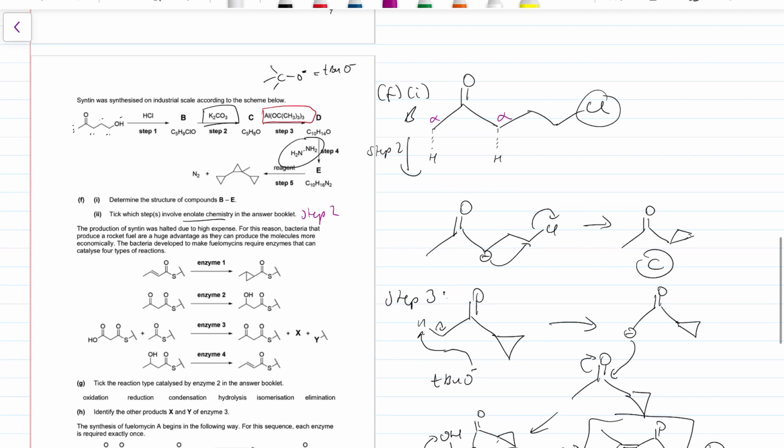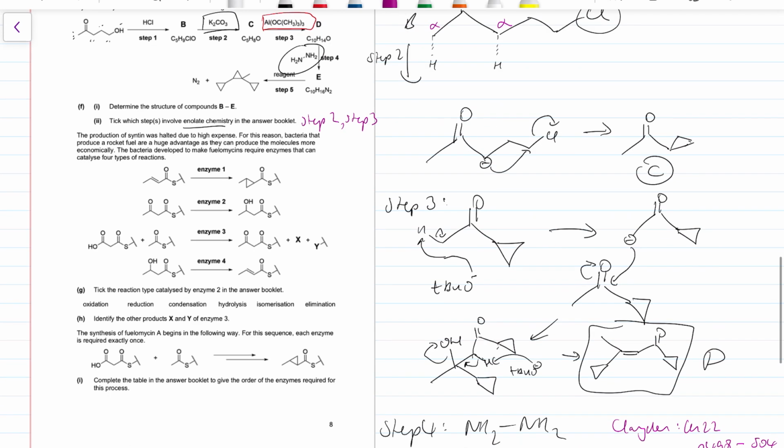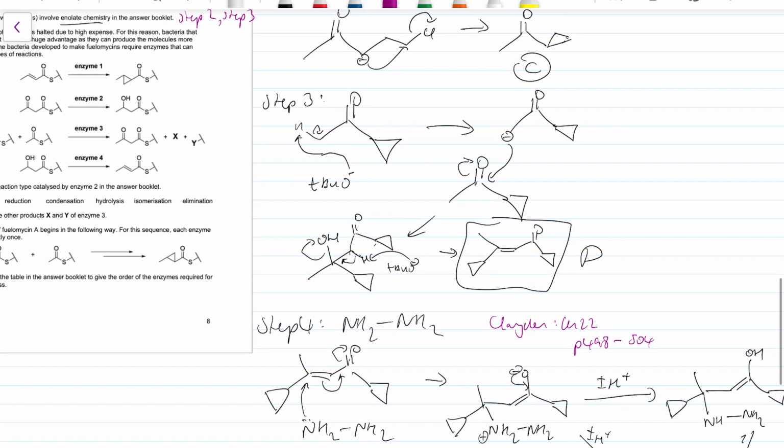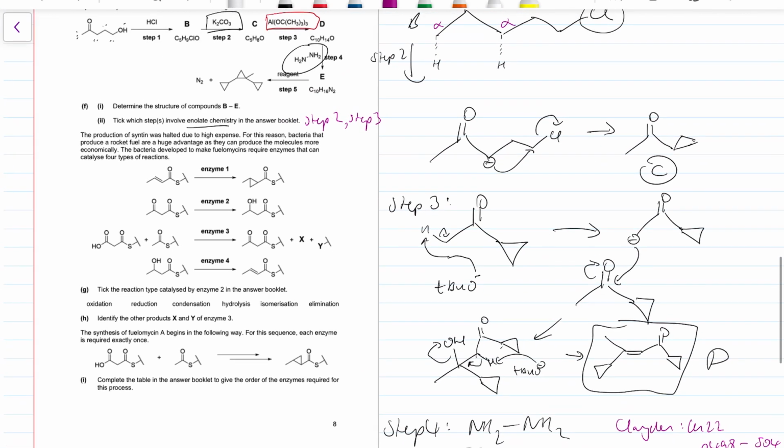Step 3, again, we formed this enolate here, which then attacked another molecule of compound C. Definitely involves enolate chemistry. Step 4, well, we did kind of form an enolate intermediate here, but we didn't really do anything with that. We just had a nucleophile attacking the carbonyl group. That's not enolate chemistry, so it's only step 2 and step 3.